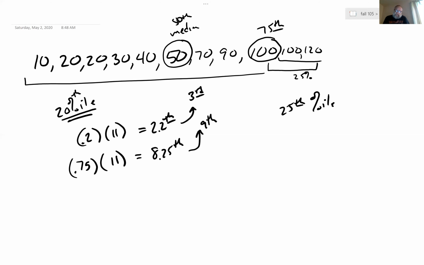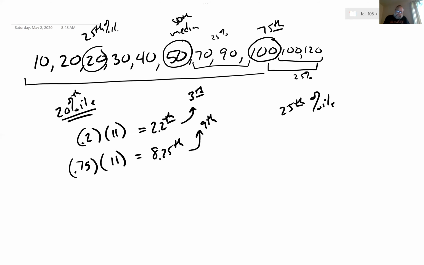Hey, there's two numbers here. Say from 75 to 50 is 25% here. I bet this guy's the 25th.